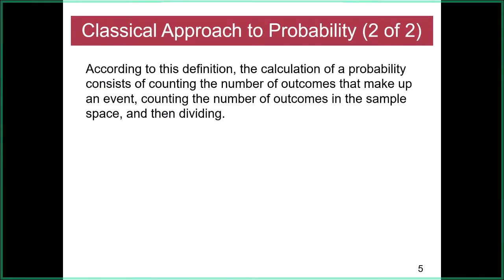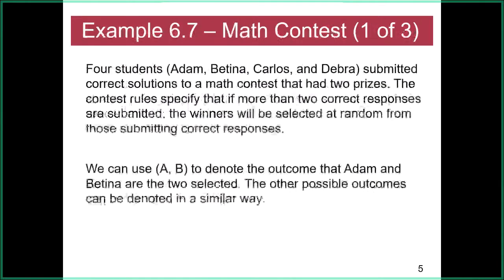So we can use this by simply counting outcomes that contain that event and counting total outcomes in the sample space. So we have 4 students, Adam, Bettina, Carlos, and Deborah, A, B, C, and D for ease, who submitted correct solutions to a math contest that had 2 prizes. The contest rules specify that if more than 2 correct responses are submitted, the winners will be selected at random from those submitting correct responses. We use AB to denote the outcome that Adam and Bettina are the 2 selected. What other possible outcomes are there?